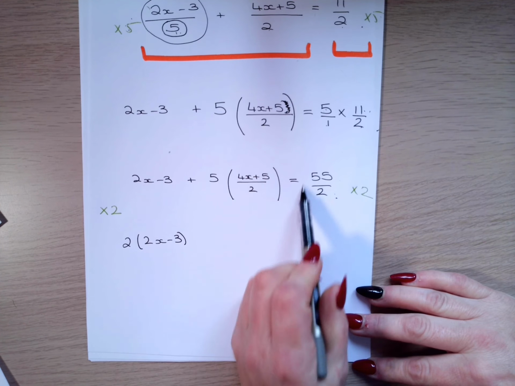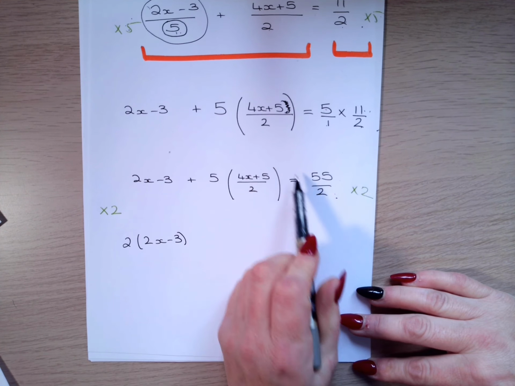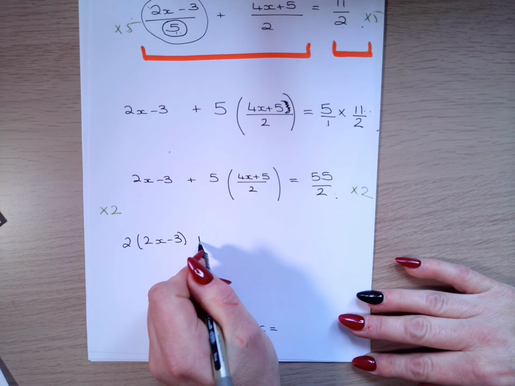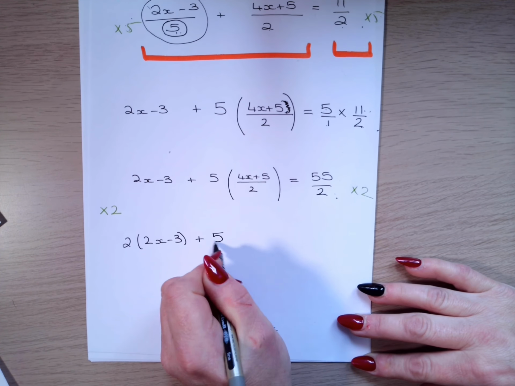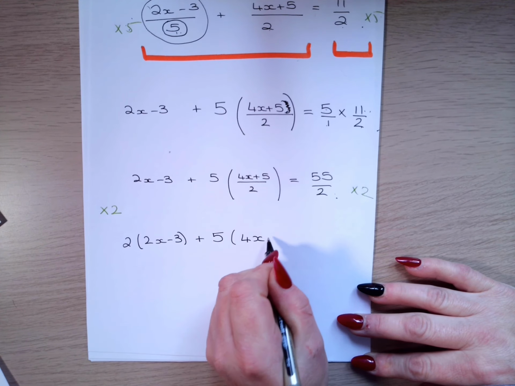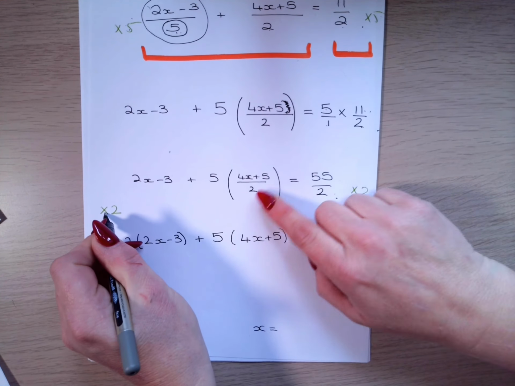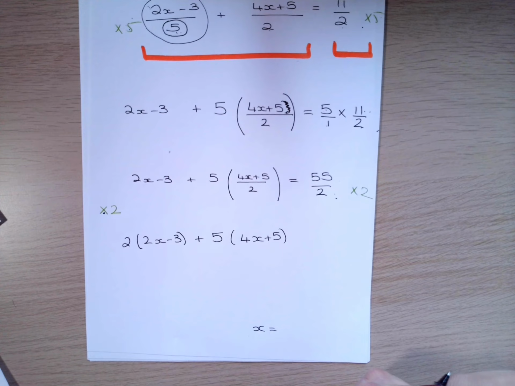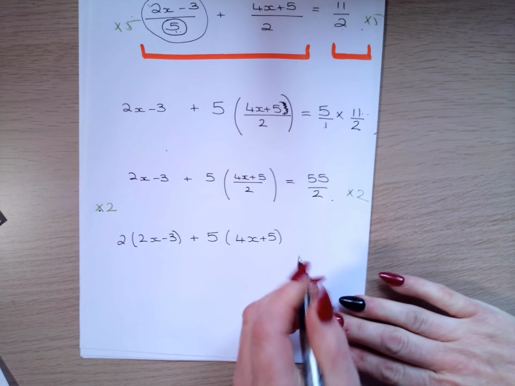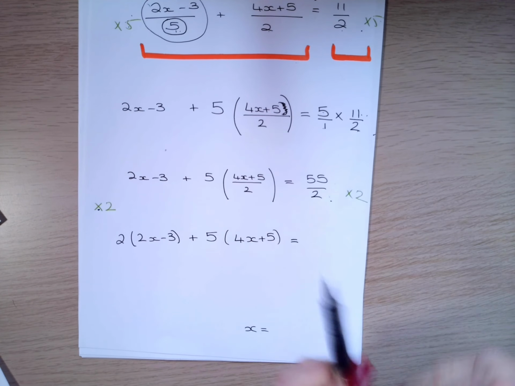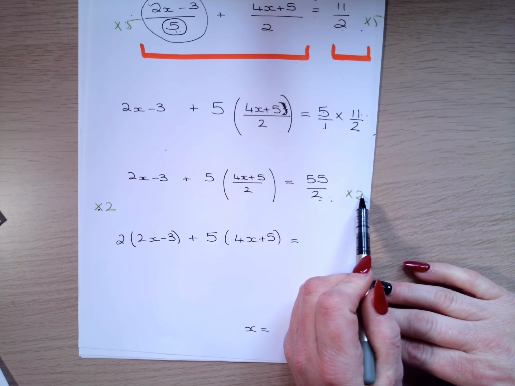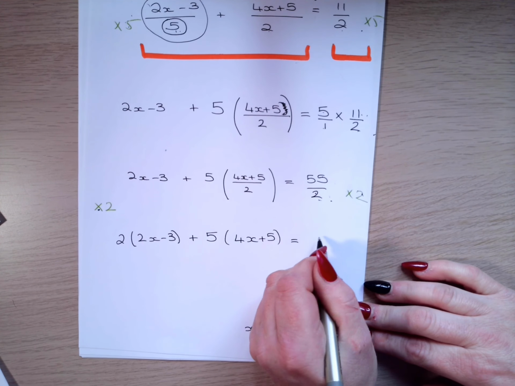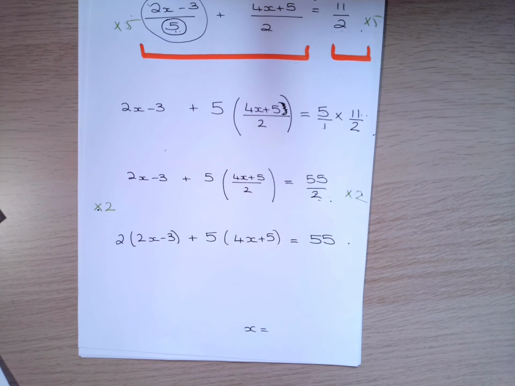This bit now, if we multiply this by 2, it cancels out that 2 there. So we end up with 5 lots of 4x plus 5, because all that 2's done is multiplied that by 2. It has cancelled that bit out, so we're just left with whatever was there. And then, after the equal sign, we're multiplying this whole thing by 2, which means that divide by 2 is cancelled out. So we're left with 55.